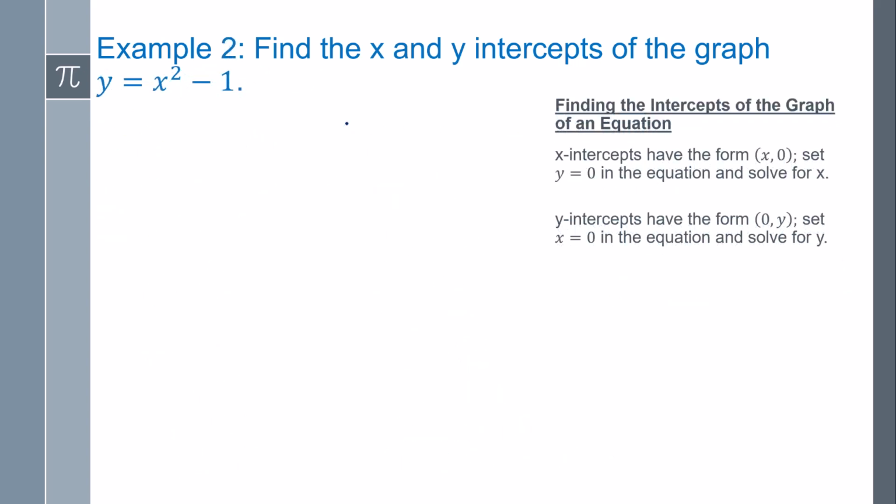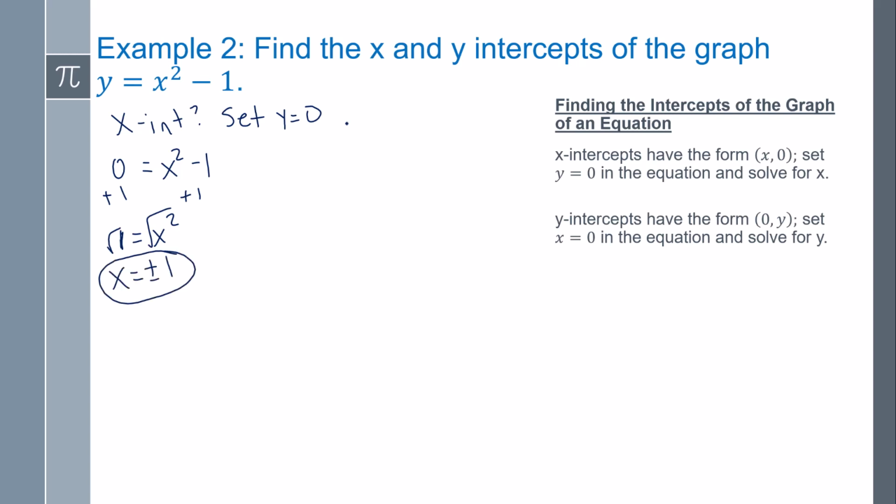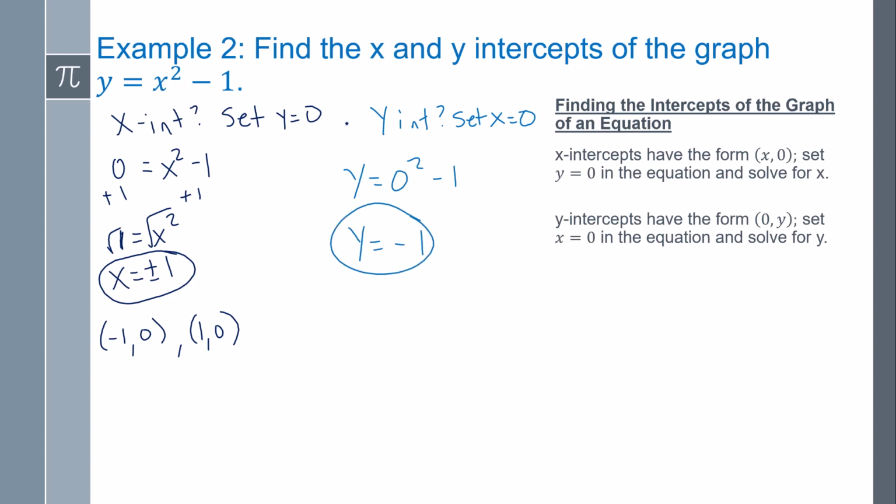Let's look at this next one. So let's find the x-intercept. To do that, we set y equal to 0. So if I plug in 0 for y, I get this statement. Now I need to solve for x, add 1 to both sides, square root both sides. I get x = plus or minus 1. Remember, we have to write them as a point. So (-1, 0) and (1, 0). To find the y-intercept, I set x equal to 0. So if I plug in 0 for x, 0 squared minus 1 is -1. Now we have to write it as a point. So (0, -1).